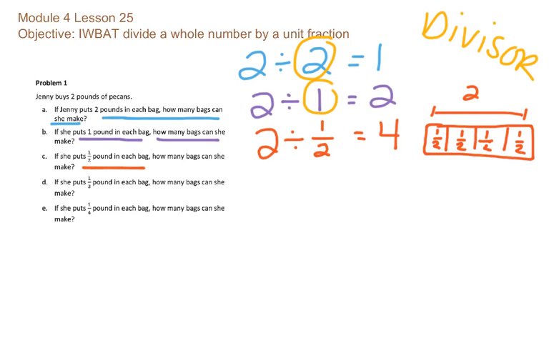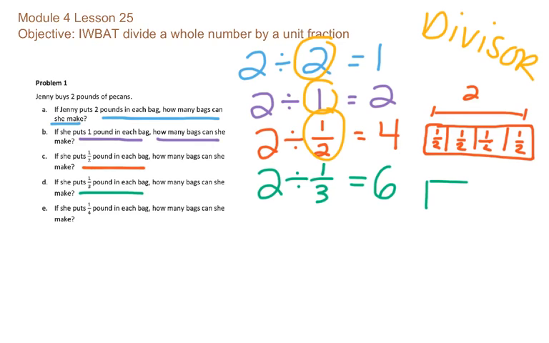Next, instead of 1/2 for our divisor, we're going to look at 1/3. If she puts 1/3 of a pound in each bag, how many bags can she make? So this divisor that you notice is getting smaller, but what's happening to the quotient? The quotient, which is the answer, is getting bigger. So we have 2 pounds divided by units of 1/3. So this would allow me to have 6 bags.